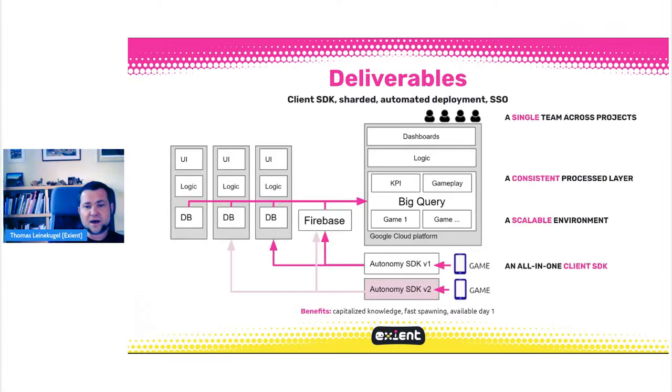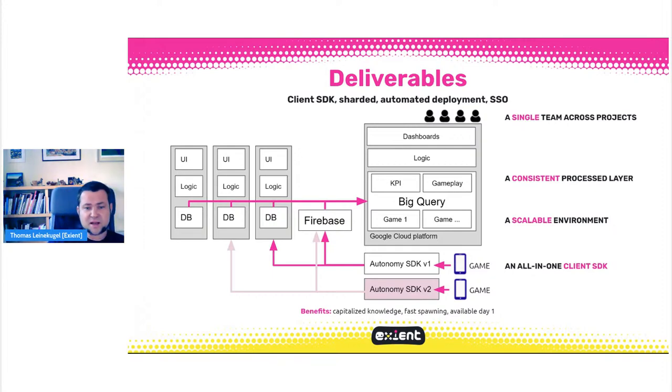So if we're looking at what the architecture looks like now, it's more like that. Autonomy SDK embarked in everything else. You can have different versions on different games. You can update the SDK on the game if you want to, but you don't have to. Then all that data goes into the Google Cloud Platform.